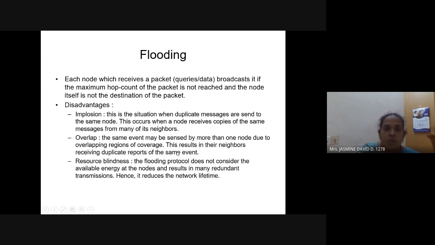Resource blindness is because the flooding protocol does not consider the available energy. Actually, while transmitting data, while finding the path, one minute. One minute, ma'am.